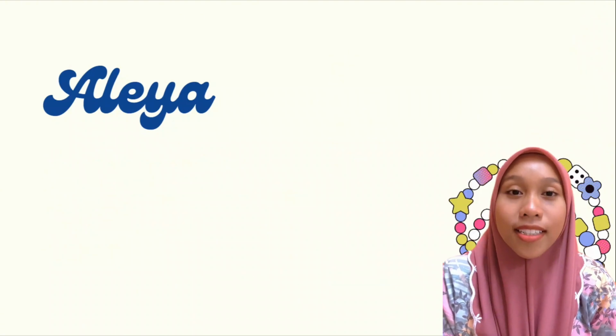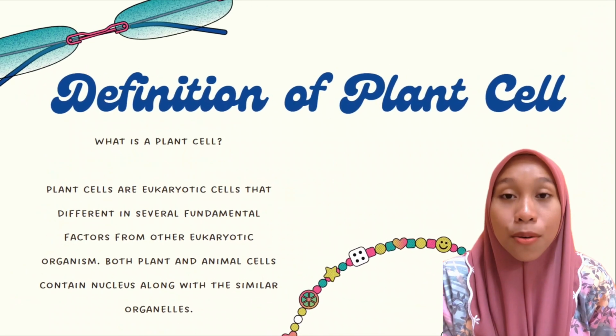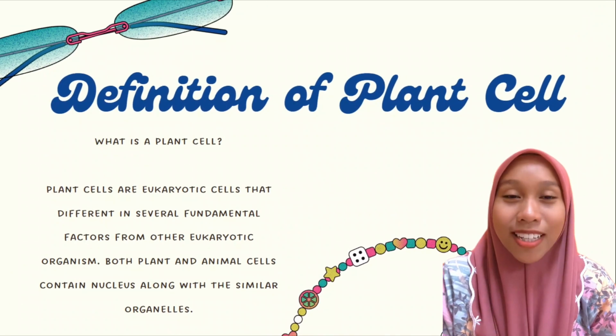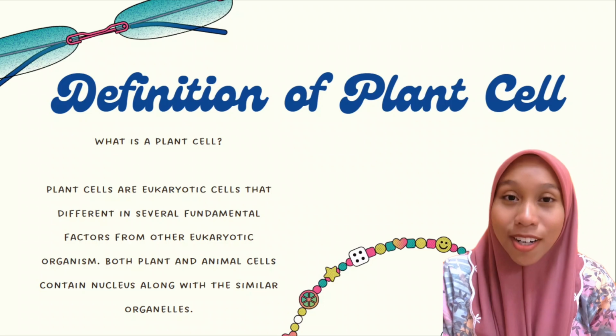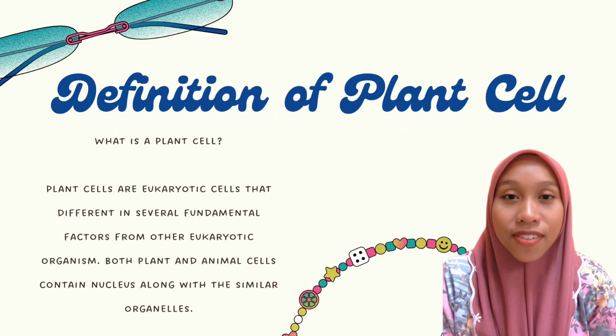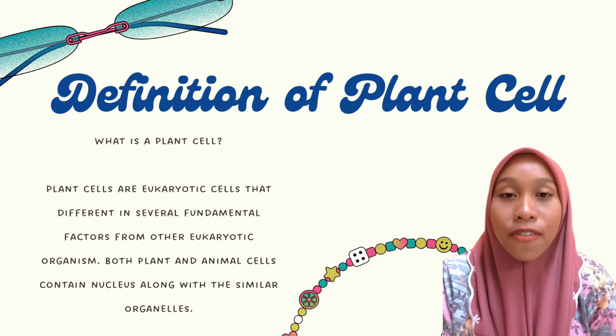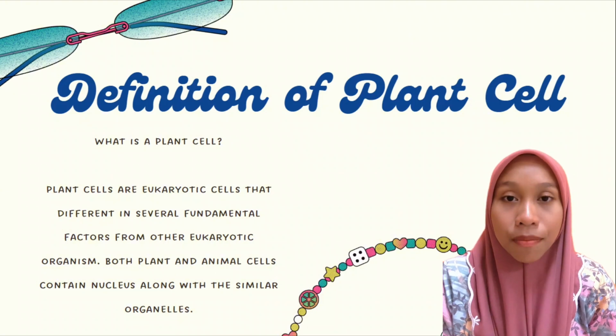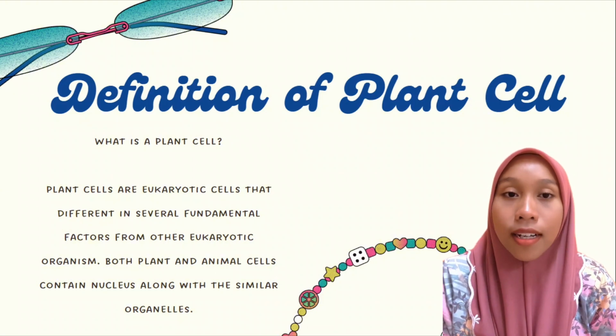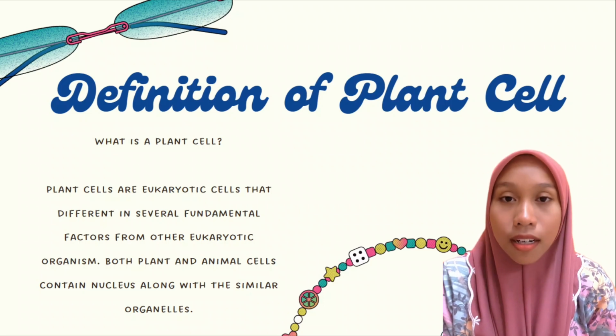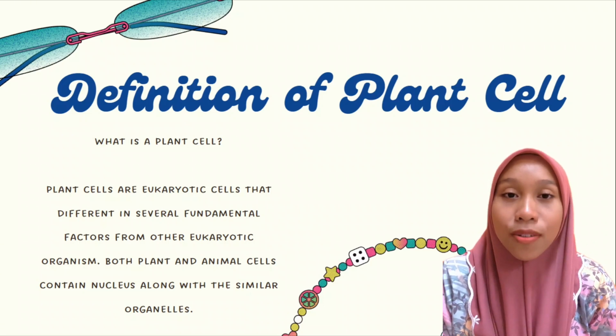So, this is the definition of plant cell. What is plant cell? So, let me tell you. Plant cells are eukaryotic cells that differ in several fundamental factors from other eukaryotic organisms. Both plant cells and animal cells contain a nucleus along with similar organelles. So, as you can see, these are the plant cell.